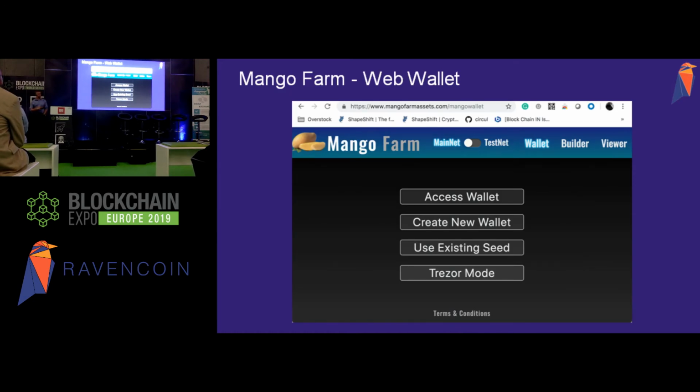Mango Farms, this one's super interesting. So this one is web-based. It allows you to just log into a web browser. It'll give you your 12 words. The 12 words basically is your key. You write that down as your backup.